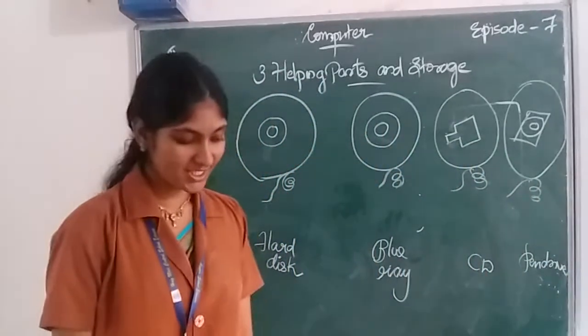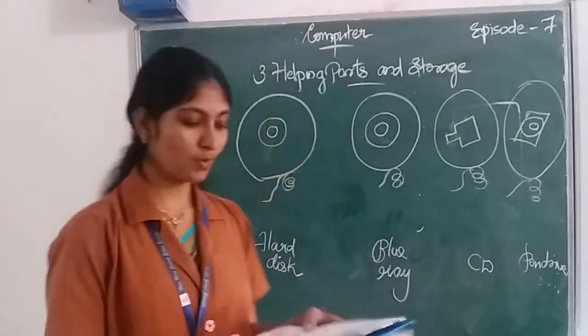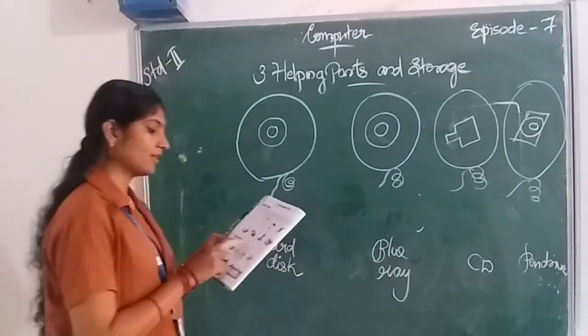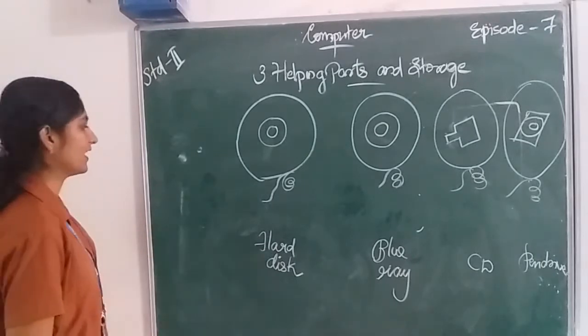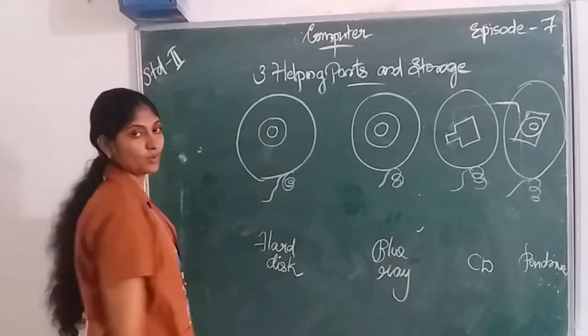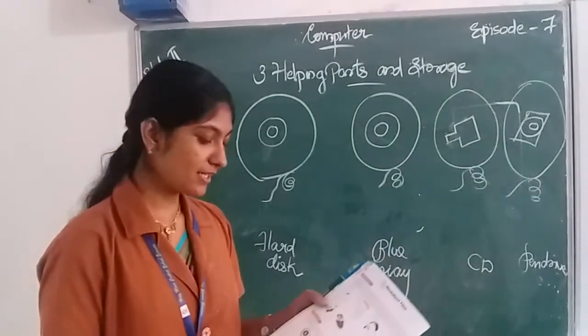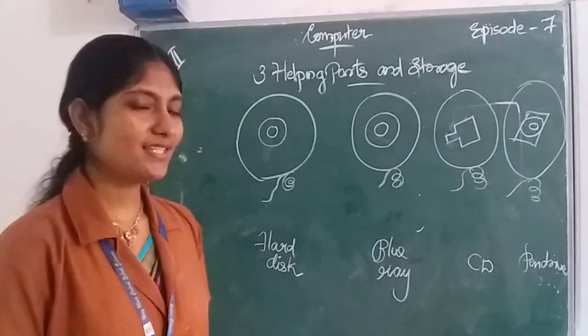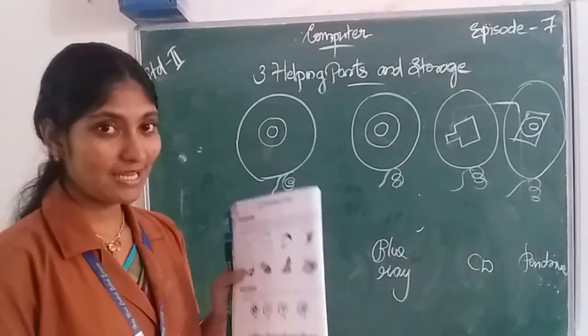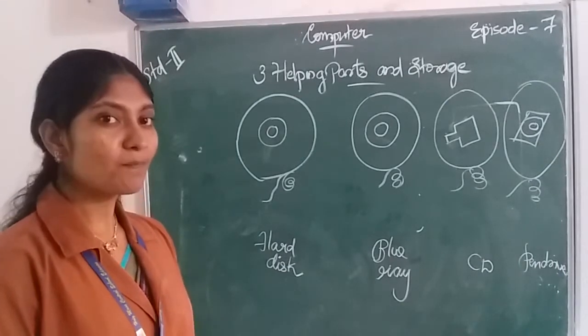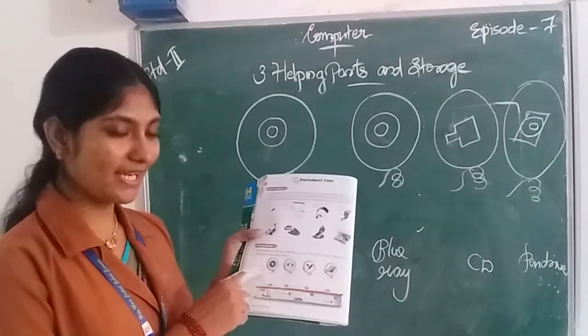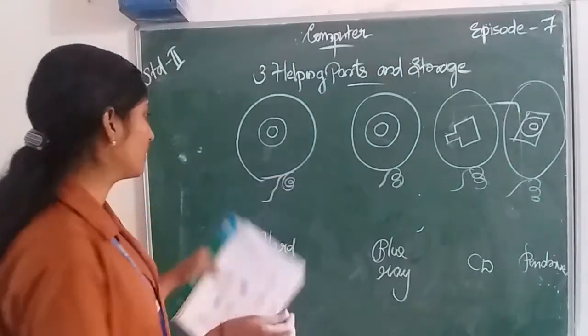So, worksheet number 2, tie the balloon with the right picture to the hook on the wall where the correct name of parts are given. So, look at the picture in your textbooks. First picture, what is it? Balloon containing disc. What is that disc? It is a Blu-ray disc. It is a blue color. Yes, so it is a Blu-ray disc.